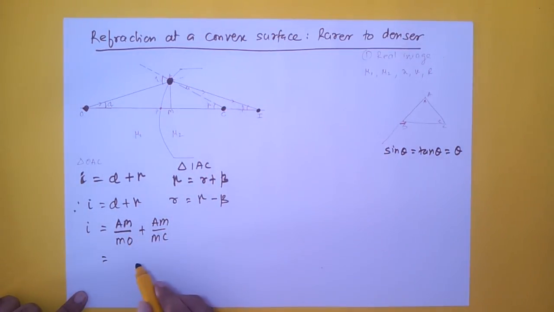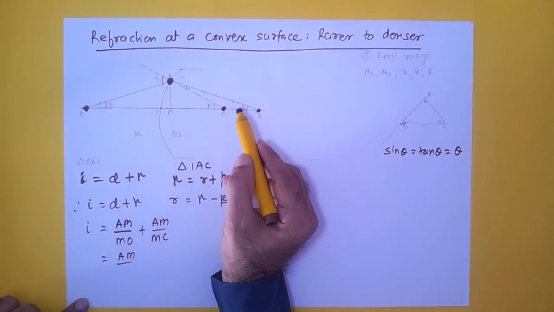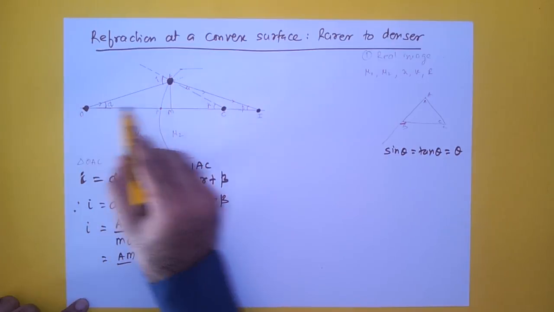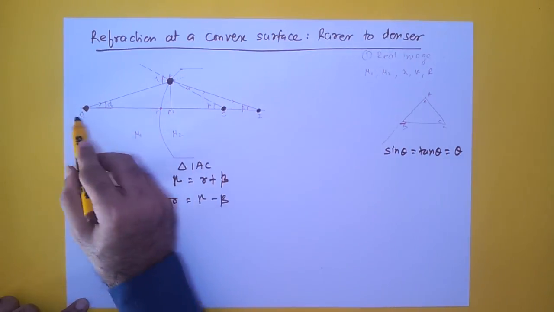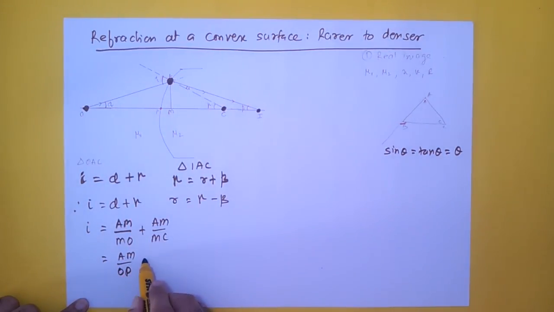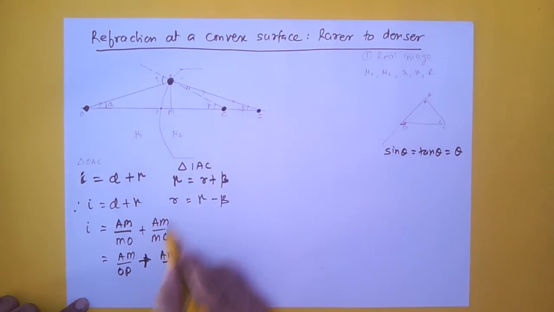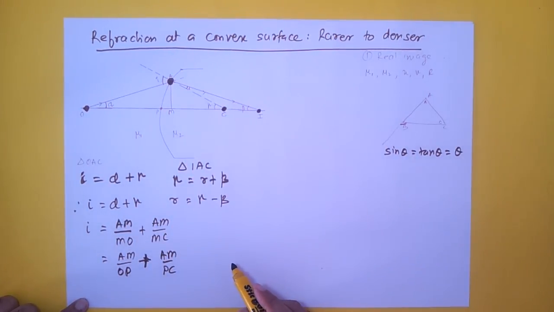Now we will write AM upon what is MO. This is M, this is O. Now MO can be taken as PO or OP, plus AM upon MC can be taken as PC. Right, I is equal to this. So this will give me AM into bracket, common, 1 upon OP.